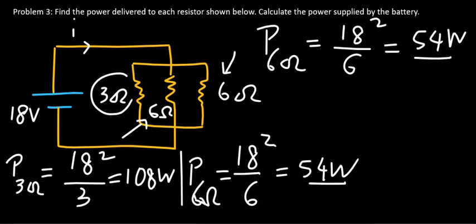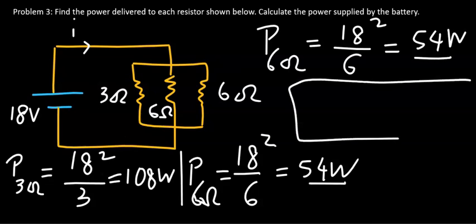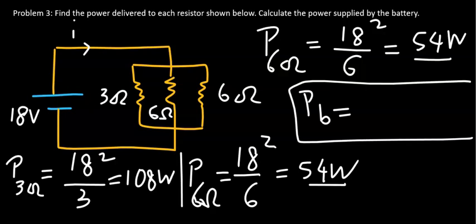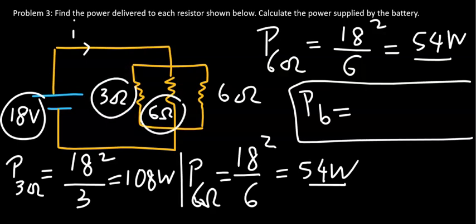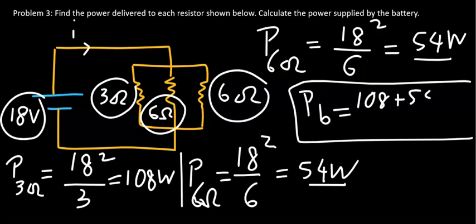And finally, power supplied by the battery. The power supplied by this 18 volt battery must be the same as the power dissipated in this resistor, plus the power delivered to this resistor, plus the power delivered to that resistor, which in this case is 108 plus 54 plus 54, and that's going to give you 216 watts. And that solves the problem.